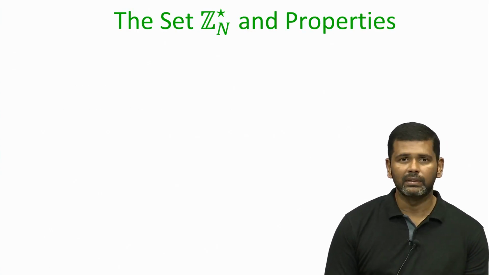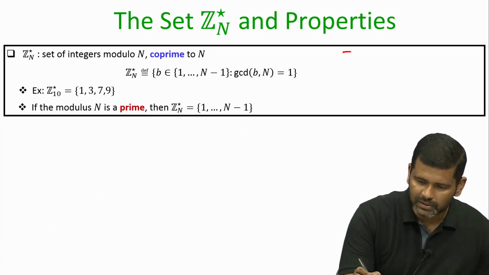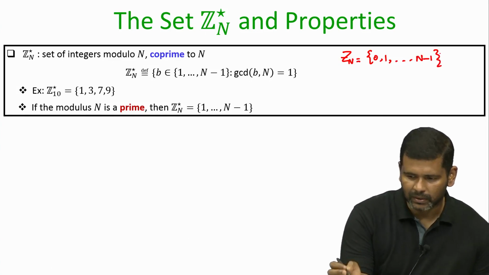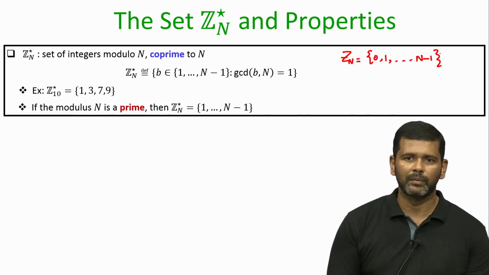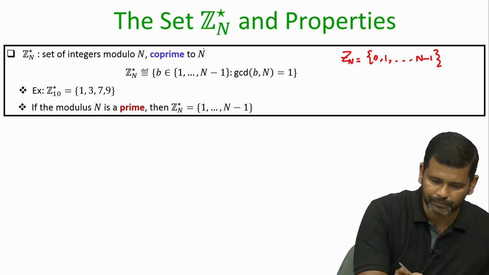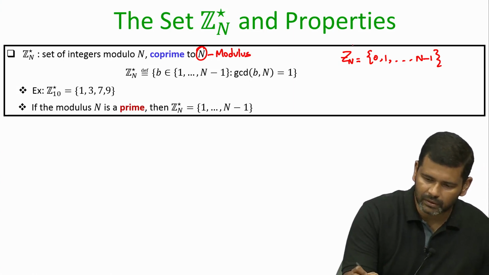So, we start with the set Zn star and its properties. What is the set Zn star? First of all, the set Zn, where n is a modulus, is the set 0, 1 up to n minus 1. You can imagine that it is the set of all possible remainders which you can obtain by dividing any integer by a given modulus n. So, n is the modulus here. That is the definition of Zn.